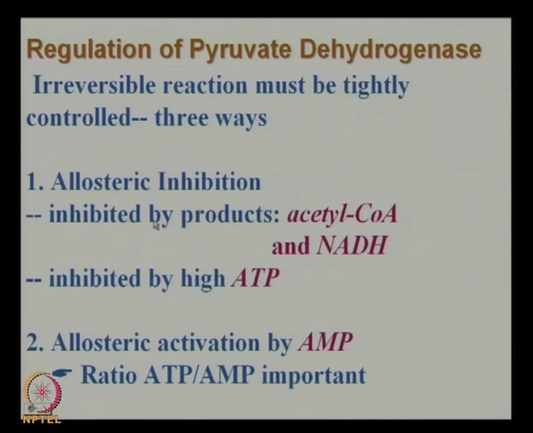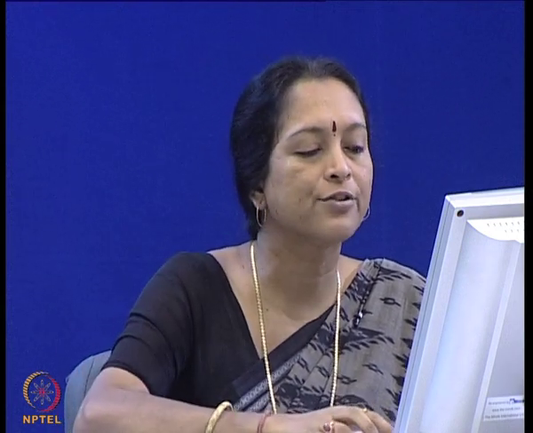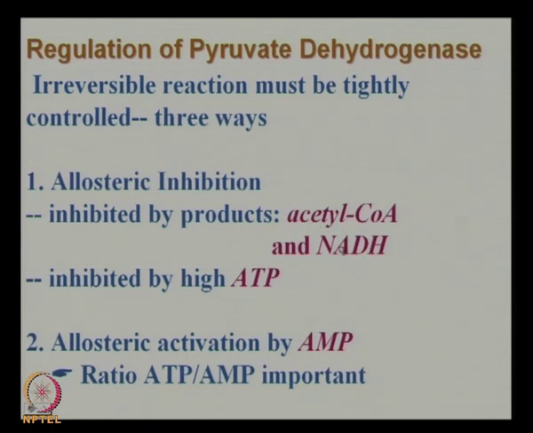Allosteric inhibition means it is inhibited by the end products, acetyl-CoA and NADH. Being an allosteric enzyme, there is a switching on and switching off process. If the concentration of acetyl-CoA and NADH is very high, it switches off the production of acetyl-CoA and NADH. It is also inhibited by ATP.